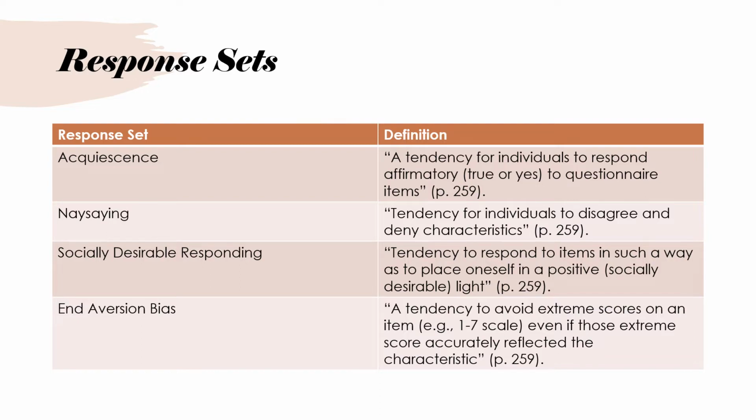A third one is socially desirable responding. This is a tendency to respond to items in such a way as to place oneself in a positive or socially desirable light. We've talked about this earlier in this class. An example that I gave before was about the BASC. The BASC is a social and emotional measure that clinical and school psychologists use to look at some problem behaviors that a child might have. This measure has a parent report, it has a teacher report, but it also has a self-report.